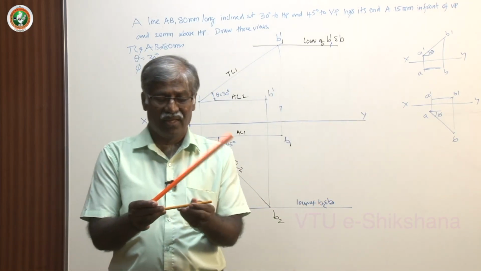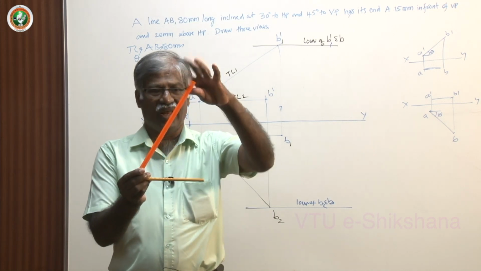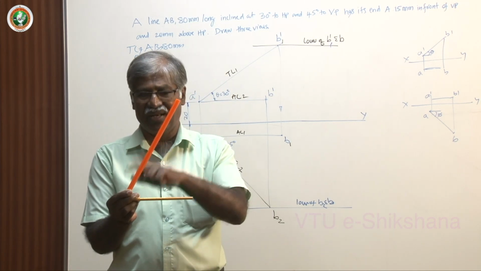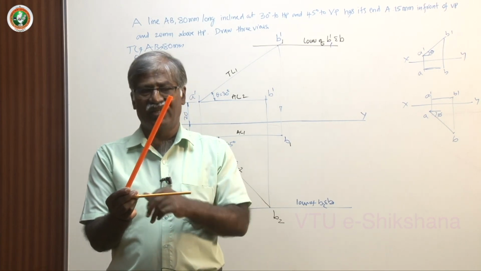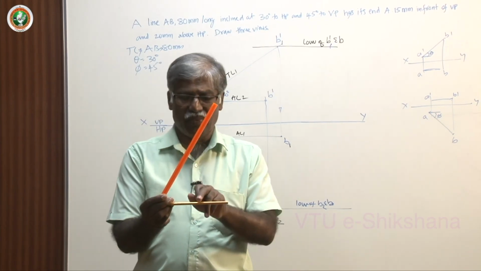Assume a given inclination to HP. This is the actual line, AB, capital AB, with some particular condition given, such as on HP or 20 mm above HP. Let us not worry. This is its top view for a given inclination.